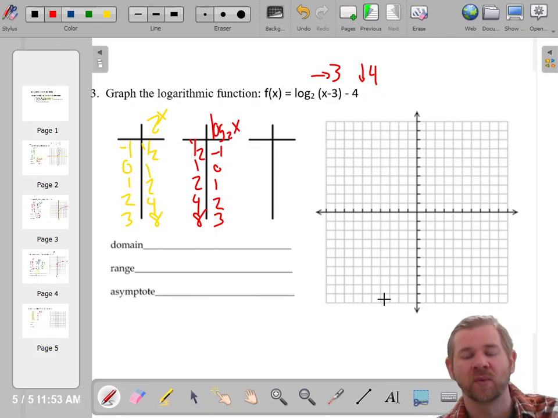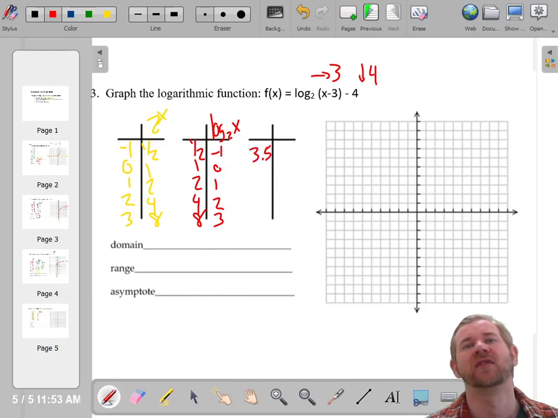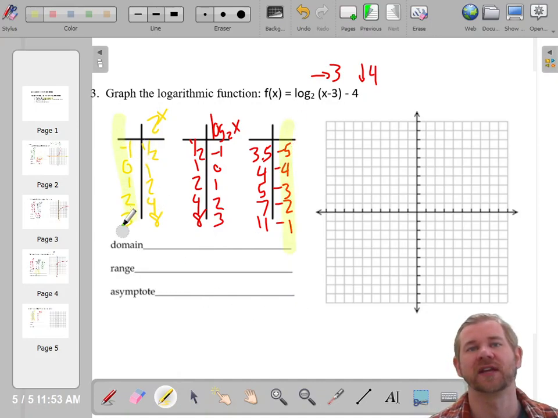Okay, so this is the same as when we did radicals, but now we're doing it with logarithms, and the same as when we did exponentials and quadratics. We've done this a bunch. Right 3, add 3. 3.5, 4, 5, 7, 11. I'm adding 3 to all the x's. Down 4, negative 5, negative 4, negative 3, negative 2, negative 1. This should be a nice pattern because we started with a nice pattern here.